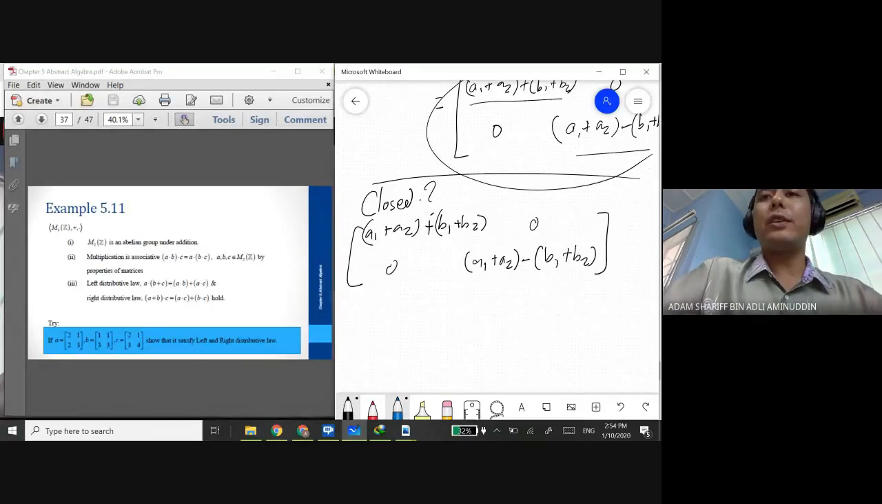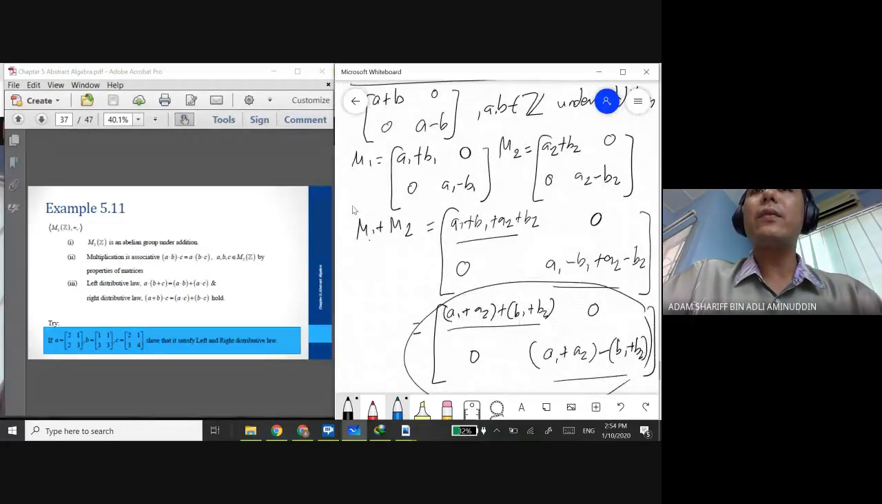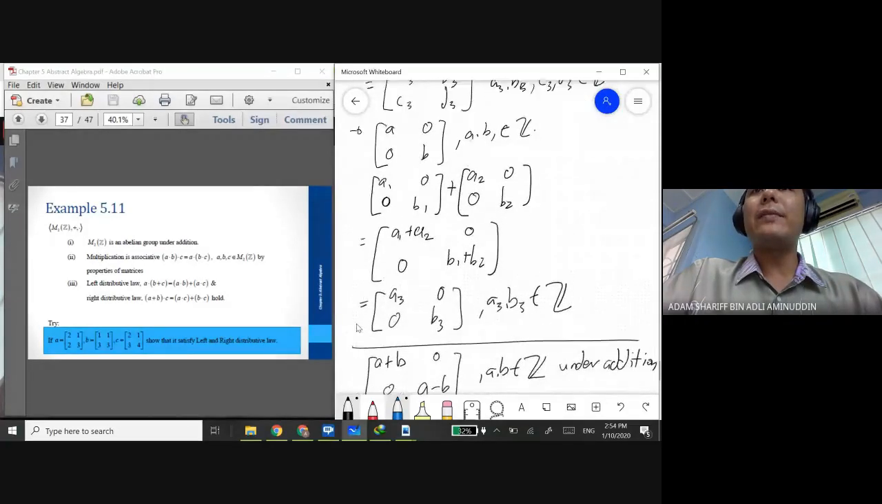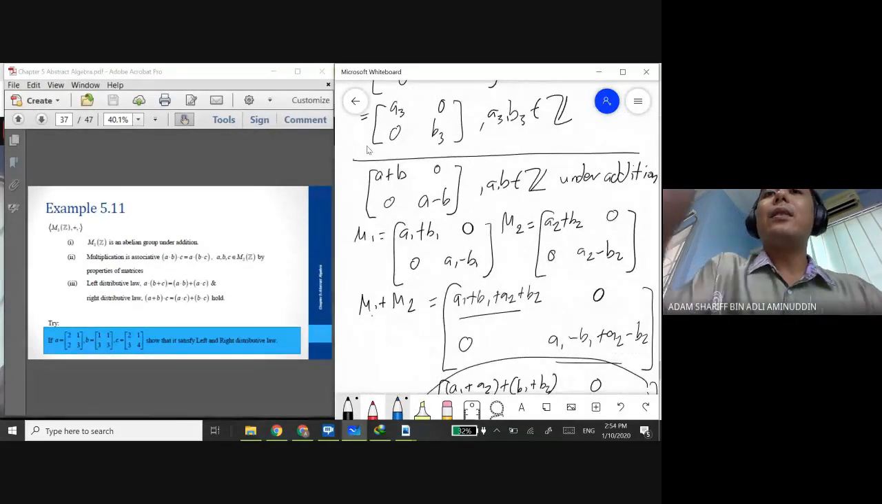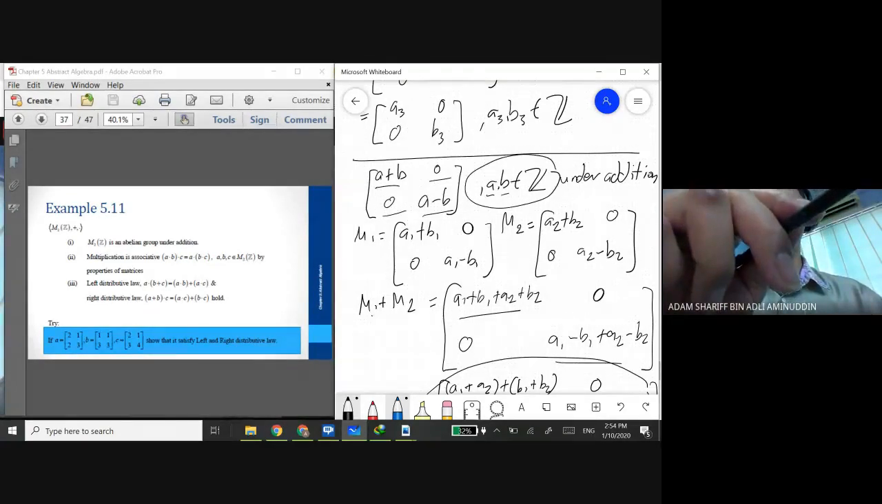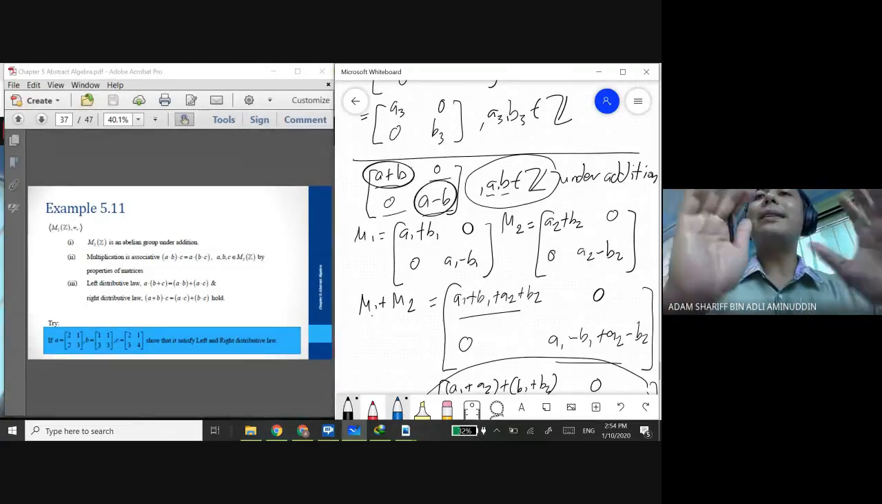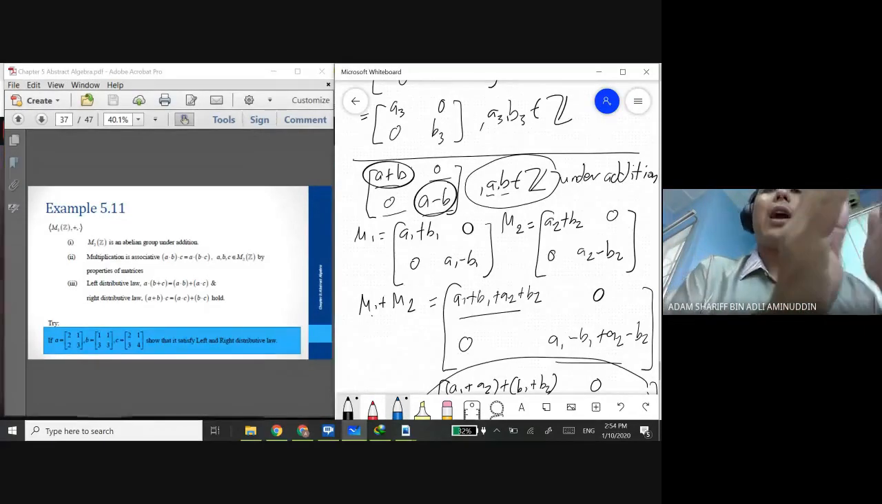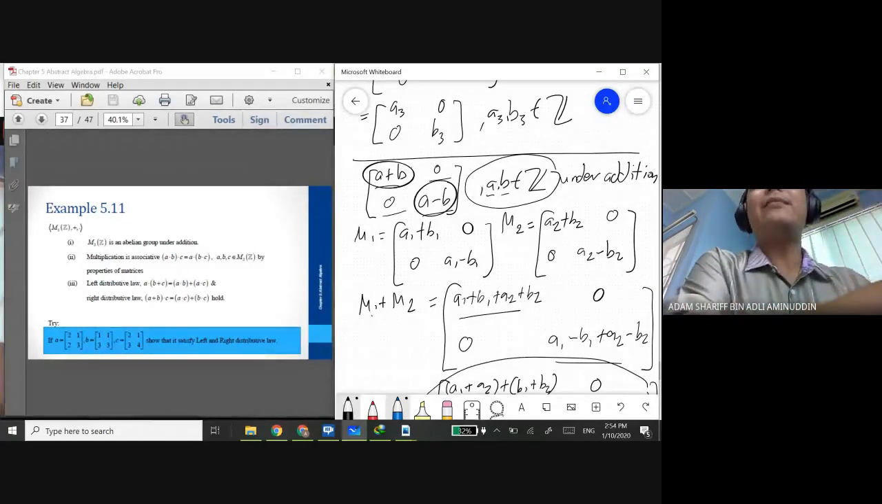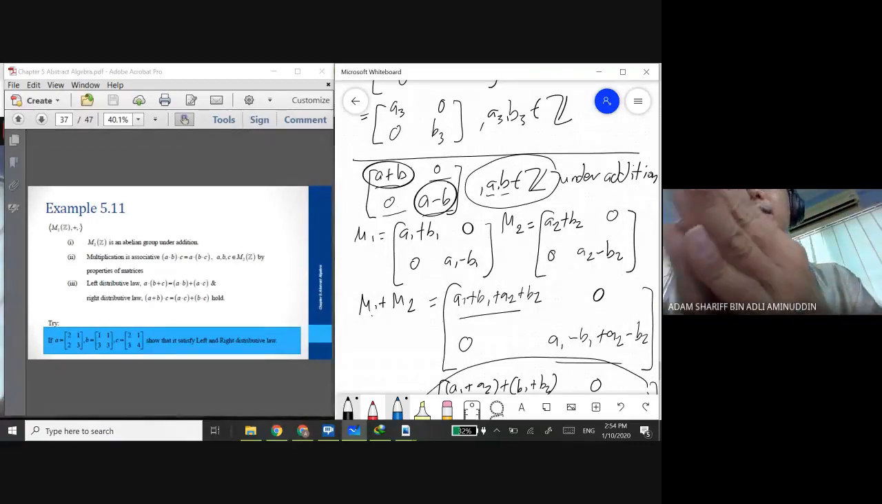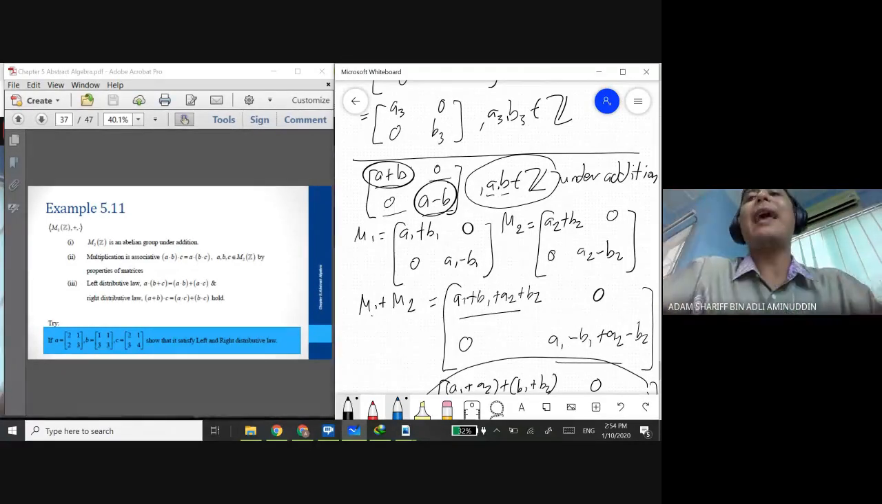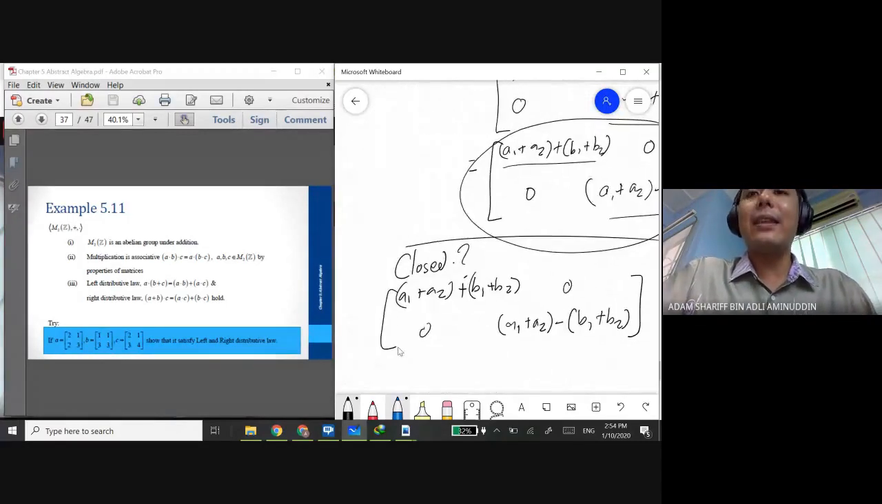To understand closure, the definition of closure for this question, sorry, terlepas. The general form is A plus B, 0, 0, A minus B. This A, B must be integer. So the thing inside here must also be an integer. But this is only the one matrix. However, M1, the first element, M2, the second element, will produce the third element, which is M3.